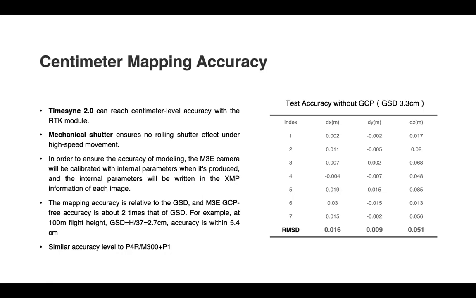But circling back on the mapping accuracy here, that is relative to GSD, ground sampling distance, and the M3E ground control point free accuracy is about 2 times that of the GSD. For example, if we're flying at 100 meters, our GSD is about 2.7 centimeters, so accuracy is within 5.4 centimeters. So similar accuracy level overall to the P4R or M300 and P1.